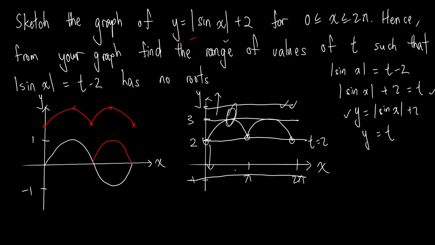So from here, we can see that when your t is anywhere more than 3, or your t is anywhere less than 2, you will have no intersections and hence there will be no roots. Therefore, the final answer is t less than 2 and t more than 3.